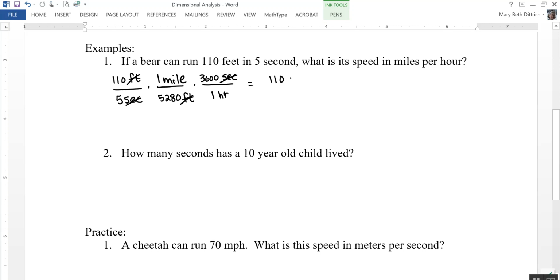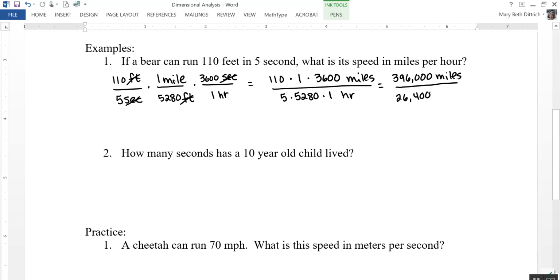And I'm left with miles over hours. So that's 110 times 1 times 3,600 miles over 5 times 5,280 times 1 hour. So plugging those numbers into my calculator, 110 times 1 times 3,600 gives me 396,000 miles in 26,400 hours. And dividing those two numbers gives me 15 miles per hour. So a bear that can run 110 feet in 5 seconds is actually running 15 miles per hour.